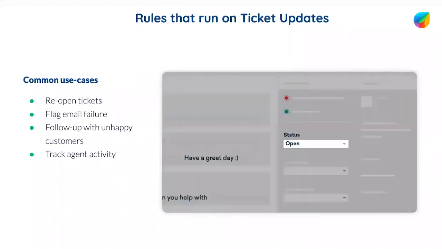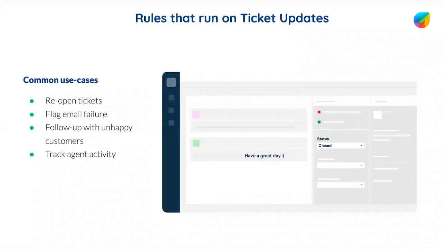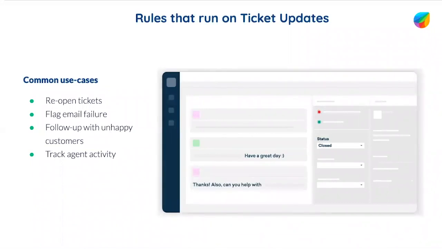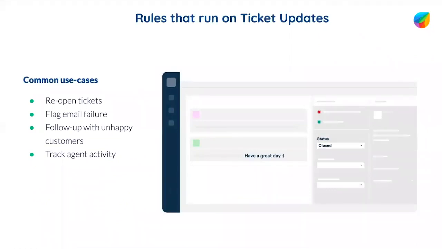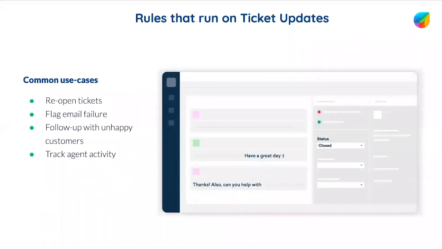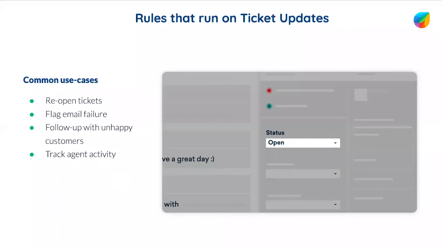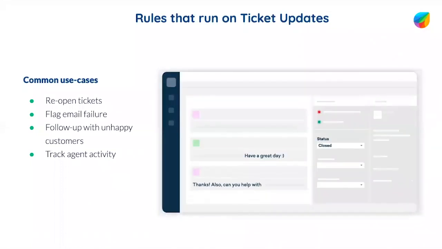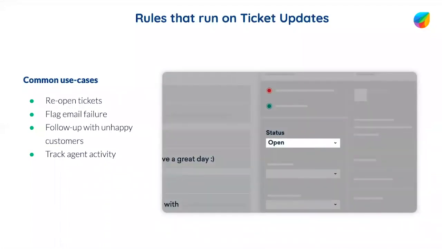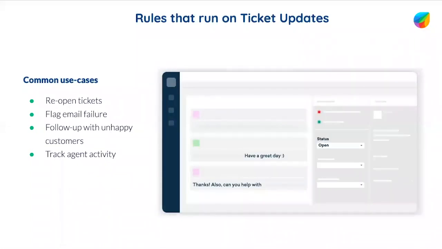Another one you can do is follow up with unhappy customers. So if you have Freshdesk customer satisfaction surveys set up, and if your customers send you a happy rating, you can have an automatic email saying, hey, thanks a lot, that means a lot. But if they've given you a sad rating, you can have these rules reopen the ticket, notify your supervisor so you can follow up with them again, and turn that unhappy customer into a happy customer.